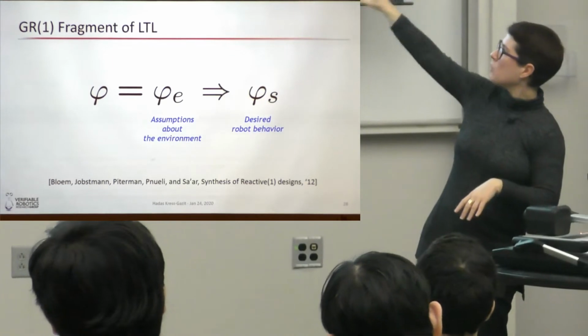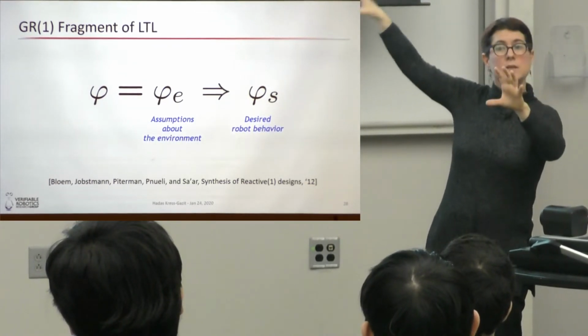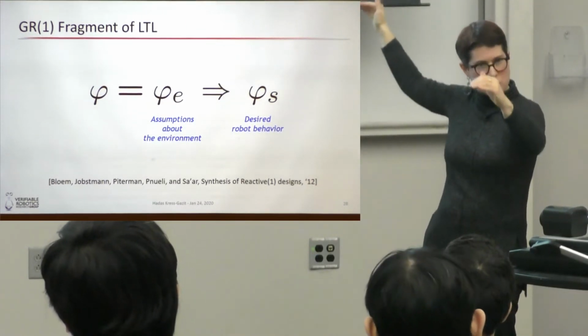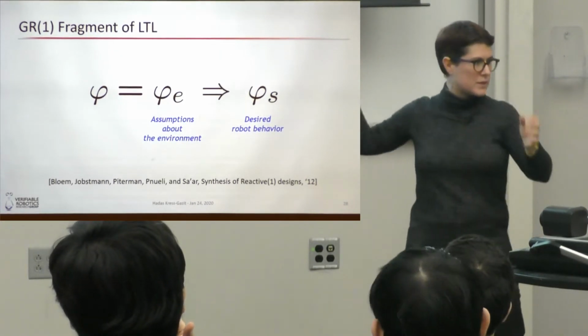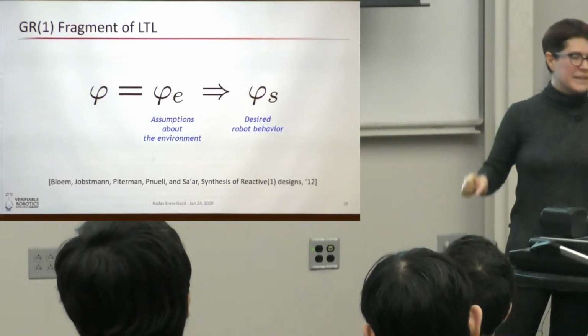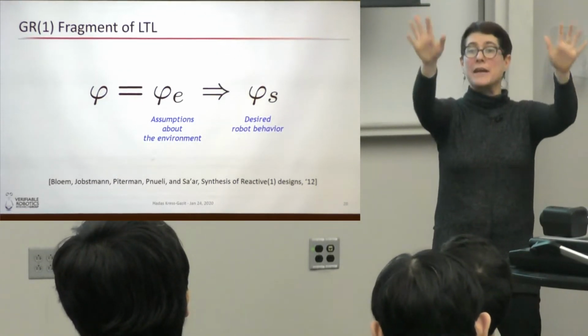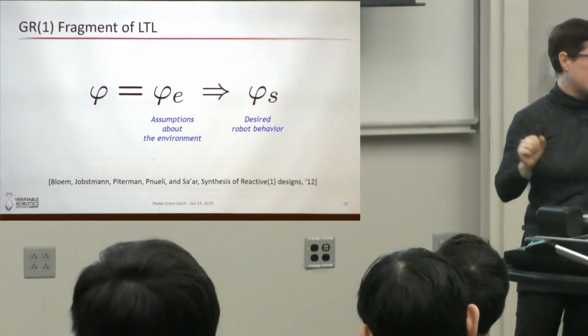So this is the form of the formula. You have phi e, which is assumptions about the environment, implies phi s, which is what I want the robot to do. Of course, there's more structure in there, because otherwise I could just write anything there. So we're going to keep in mind this implication: I'm assuming something about the environment, and if that holds, then I'm going to get desired robot behavior.